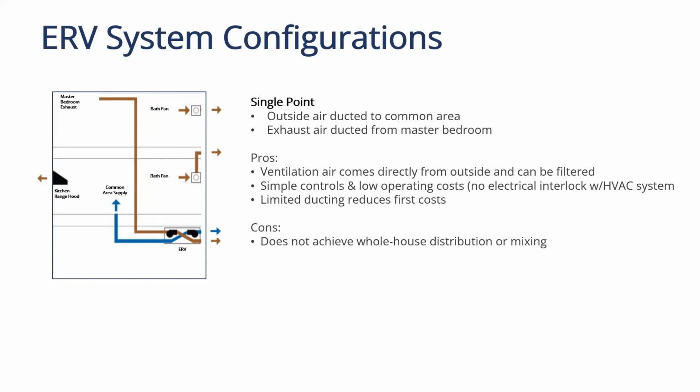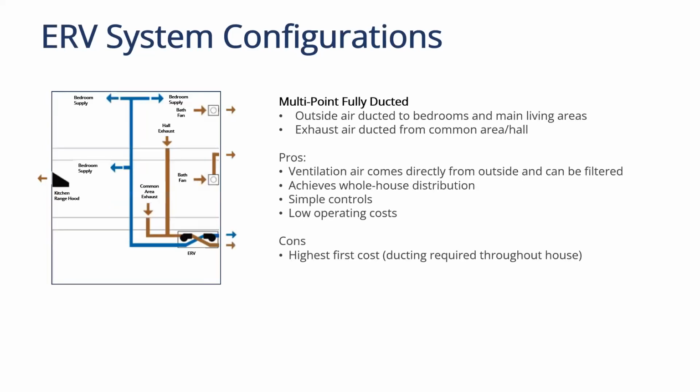The con is that you're not achieving whole house distribution or mixing because you're dumping the ventilation air into a common area and then you're only returning from one area. So a little bit of a downside to that, but it has to be a balance of what your first cost constraints are versus what comfort level you're looking for in the apartment.